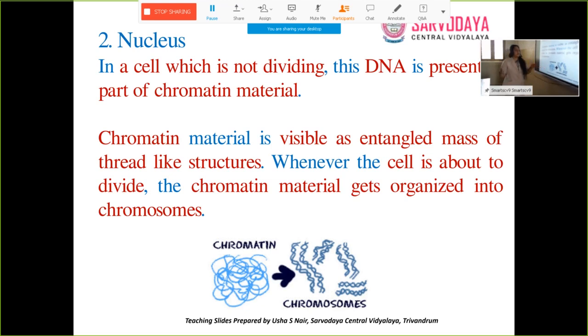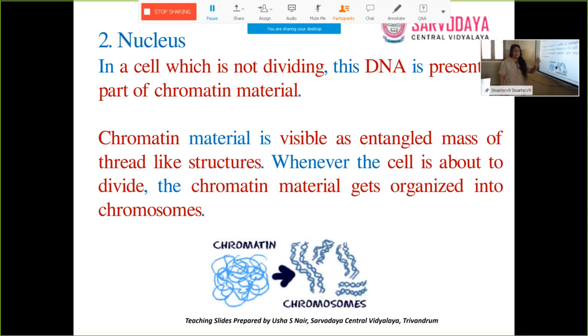And when the cell is about to divide, okay? In the beginning I mentioned, when a cell is not dividing, the DNA is present in the chromatin material. But when the cell is about to divide, the chromatin material gets organized into chromosomes. So if the cell is not dividing, the DNA is present in the chromatin material. But once the cell starts dividing, the chromatin material gets organized into what we know as chromosomes. I hope you've understood this.